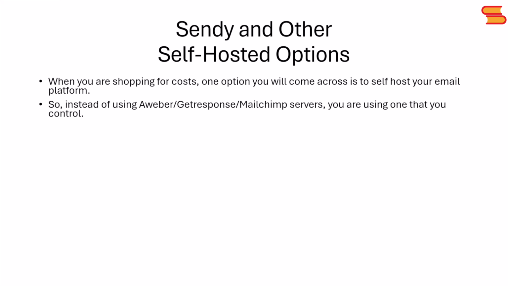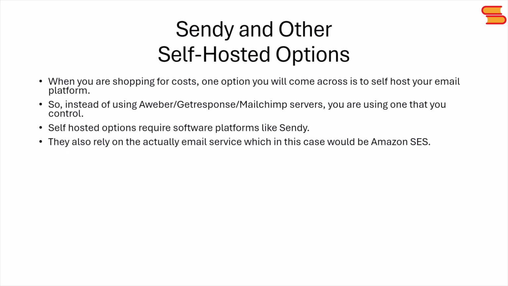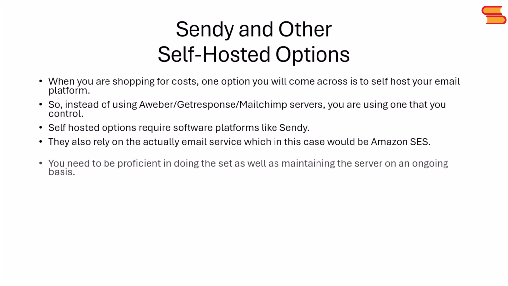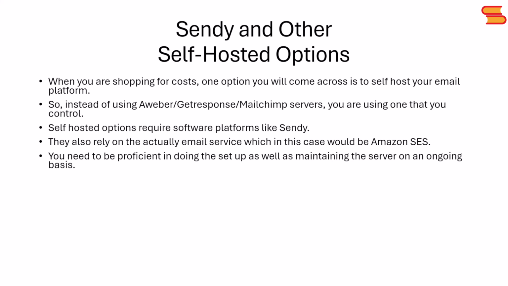And typically you'll have a virtual private server or a private server, and you'll be running this software. Self-hosted options require software platforms like Sendy. So you do need to have a gateway. And so Sendy is going to be the gateway between you and other services like Amazon SES, which actually supply the email. So it's Sendy or the service plus a service like Amazon SES. Other people may use something like SendGrid. However, the most cost-effective way to self-host your email and attach to an email service is going to be Amazon SES.